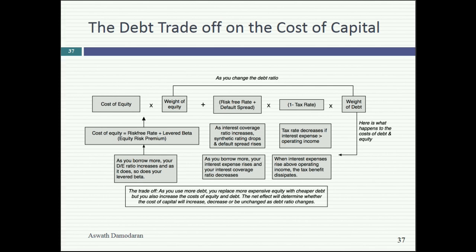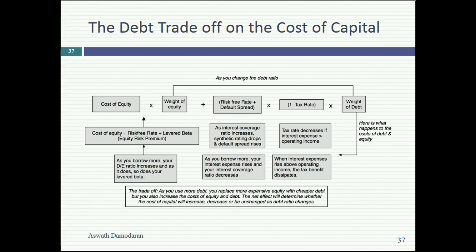That you can deduct them for tax. You're saying, what's the big deal? Well, let's say right now you have $100 million in interest expenses and $500 million in operating income. Then of course you're going to get the tax benefit. You multiply by 1 minus the tax rate. You tell me you're going to increase your debt tenfold.